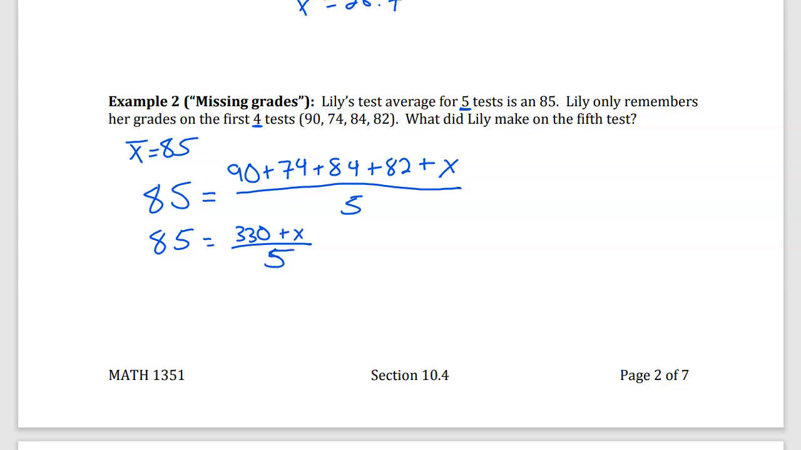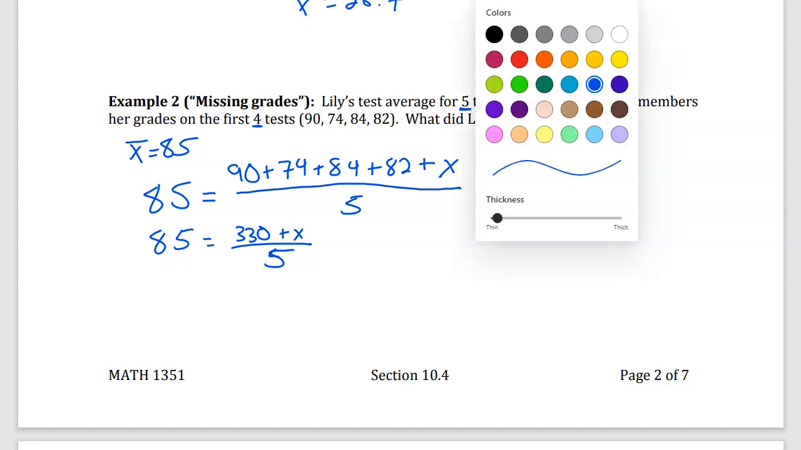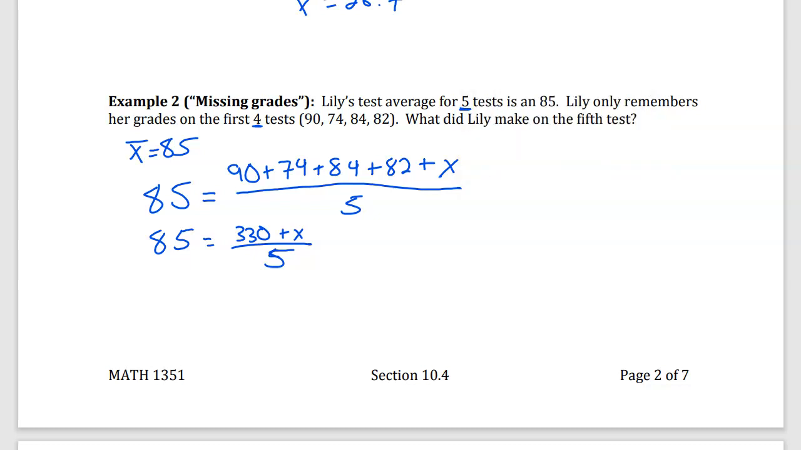Well, if we do a little bit of algebra, which I know we don't necessarily always like, we have a division here, so we need to undo division. In order to undo division, we multiply both sides by this 5. So that will eliminate this, and that will give me 5 times 85, which is 425, is equal to 330 plus X. The missing score, the 5th test.